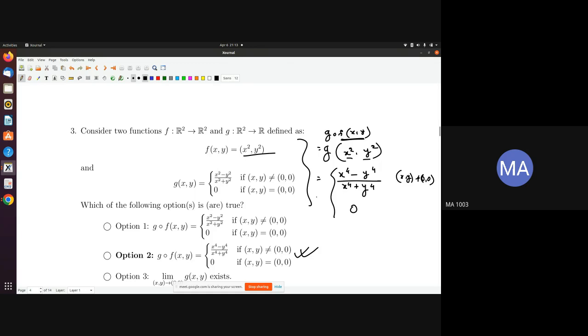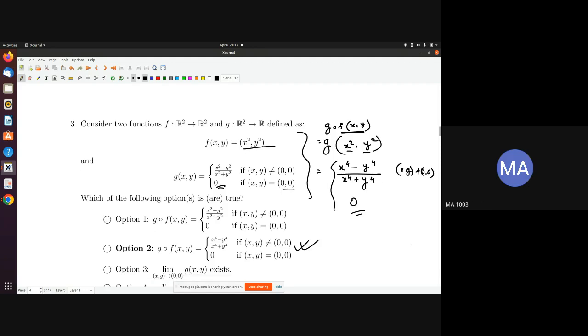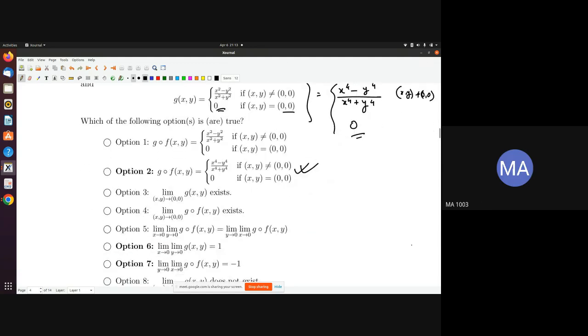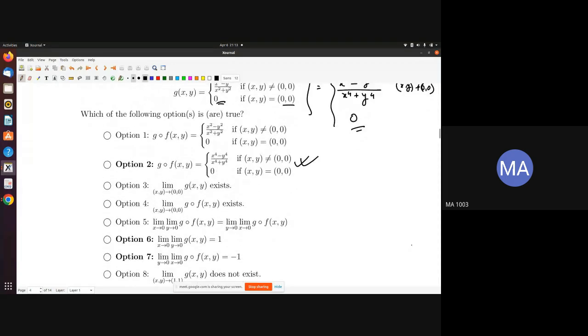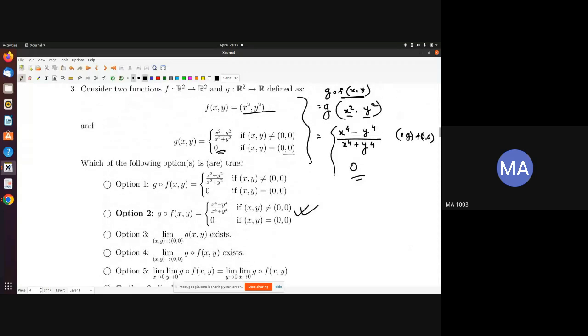And for 0 it is 0 because for origin g is 0. So whatever x square y square, whatever is the input, the output is 0. Okay, I got this. So option 2 is our function. Now I am asking you a different limit for this. Right? So my question is, for this function, does the limit exist at origin?